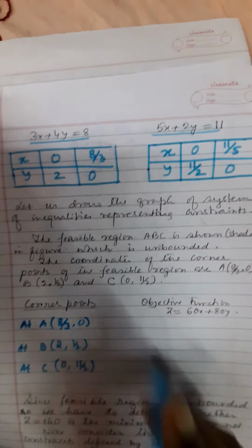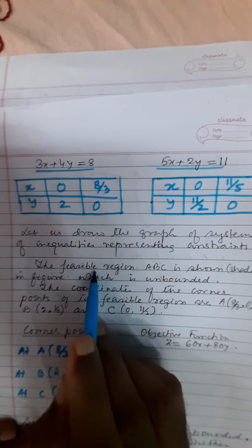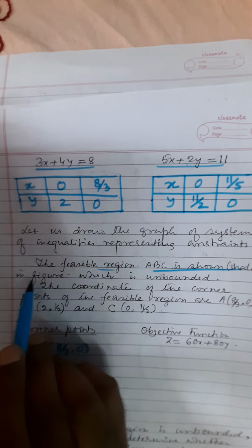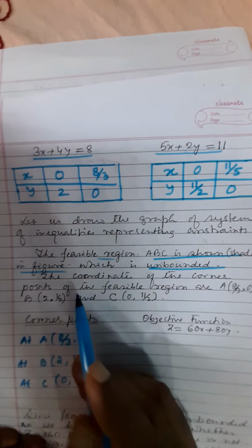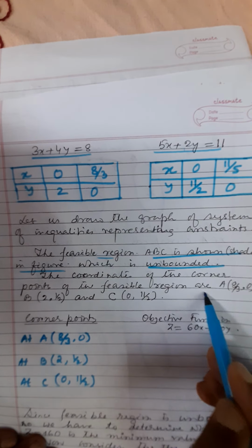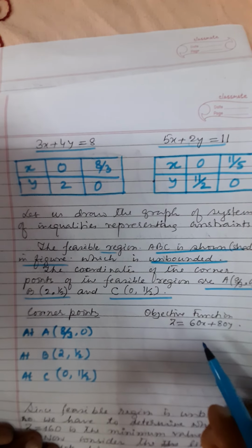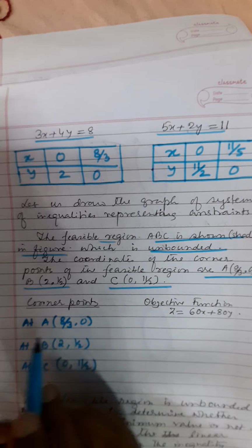Okay, let's see. Here it is written. Let us draw the graph. We have drawn the graph. The feasible region ABC is shown in the figure, which is unbounded. The coordinates of the corner points of the feasible region are A (8/3, 0), B (2, 1/2), and C (0, 11/2). Now the corner point values.